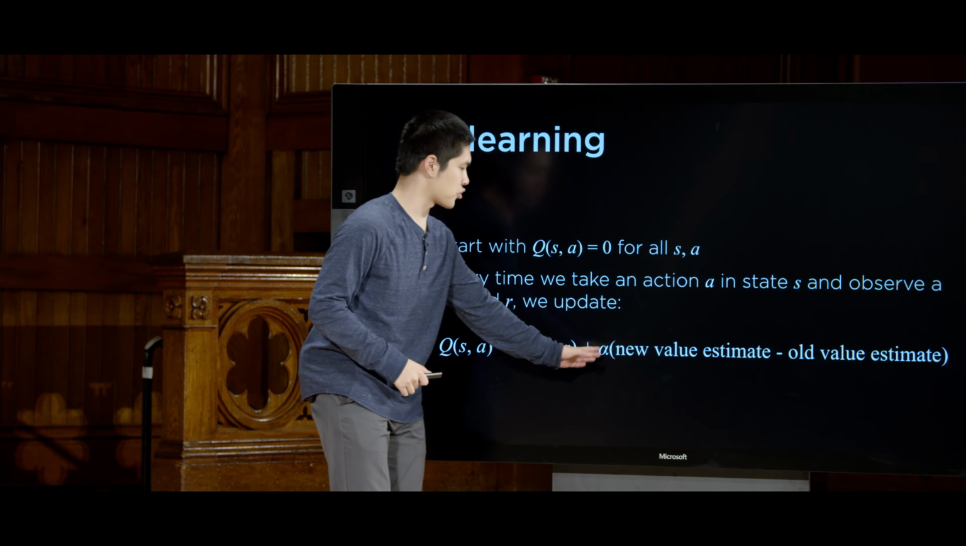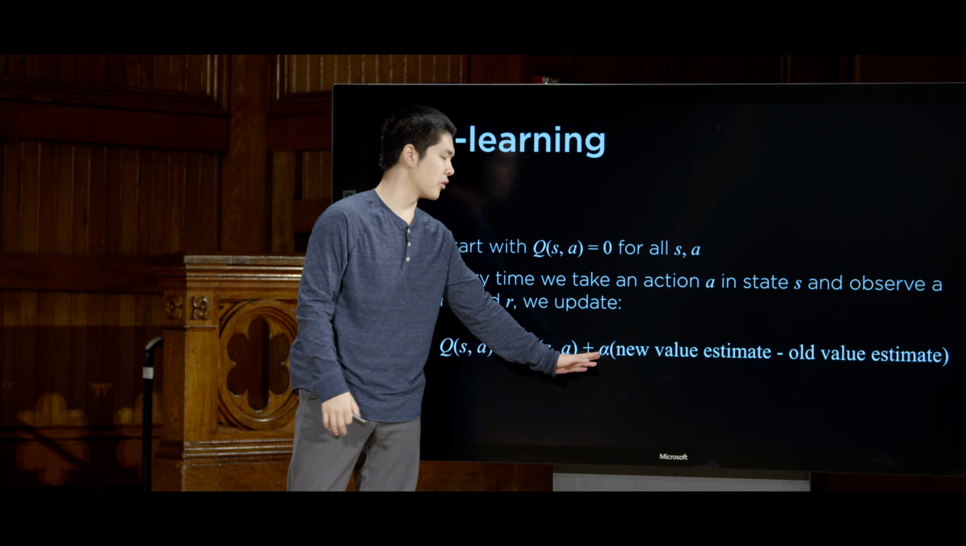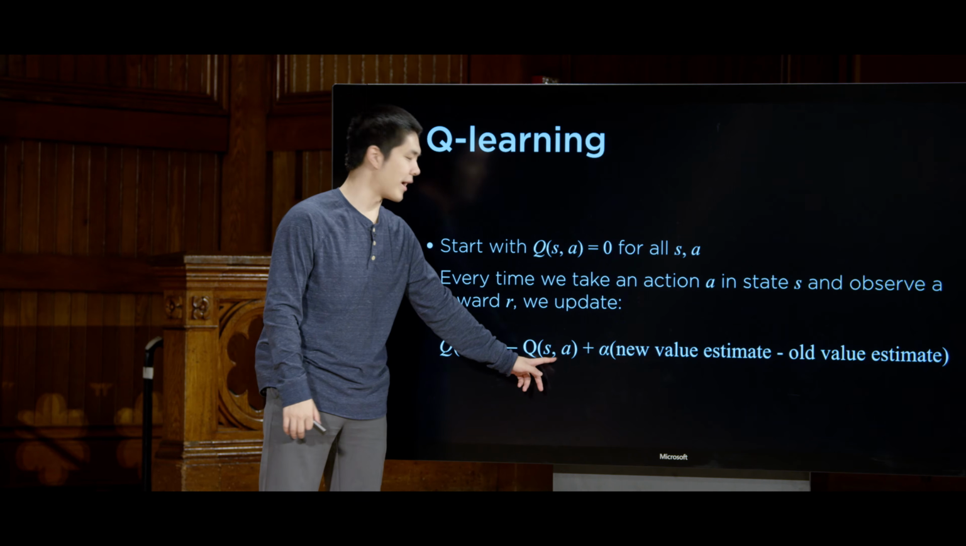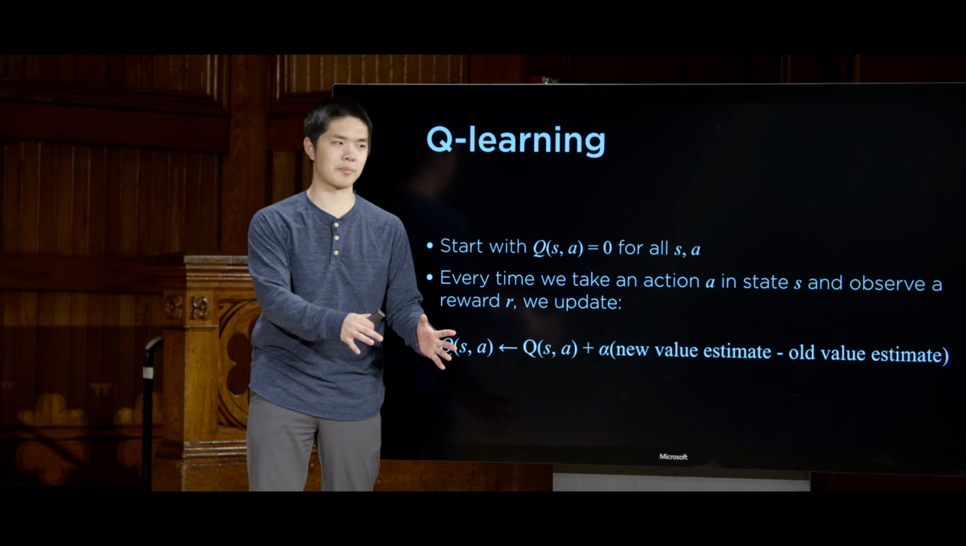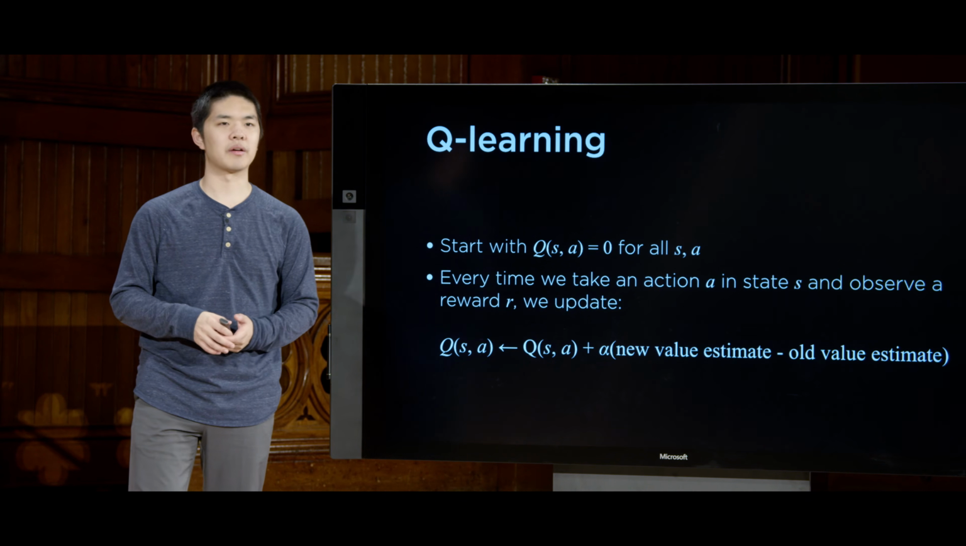And so this alpha controls that decision, controls how important the new information is. 0 would mean ignore all the new information, just keep this Q value the same. 1 means replace the old information entirely with the new information. And somewhere in between, keep some sort of balance between these two values.